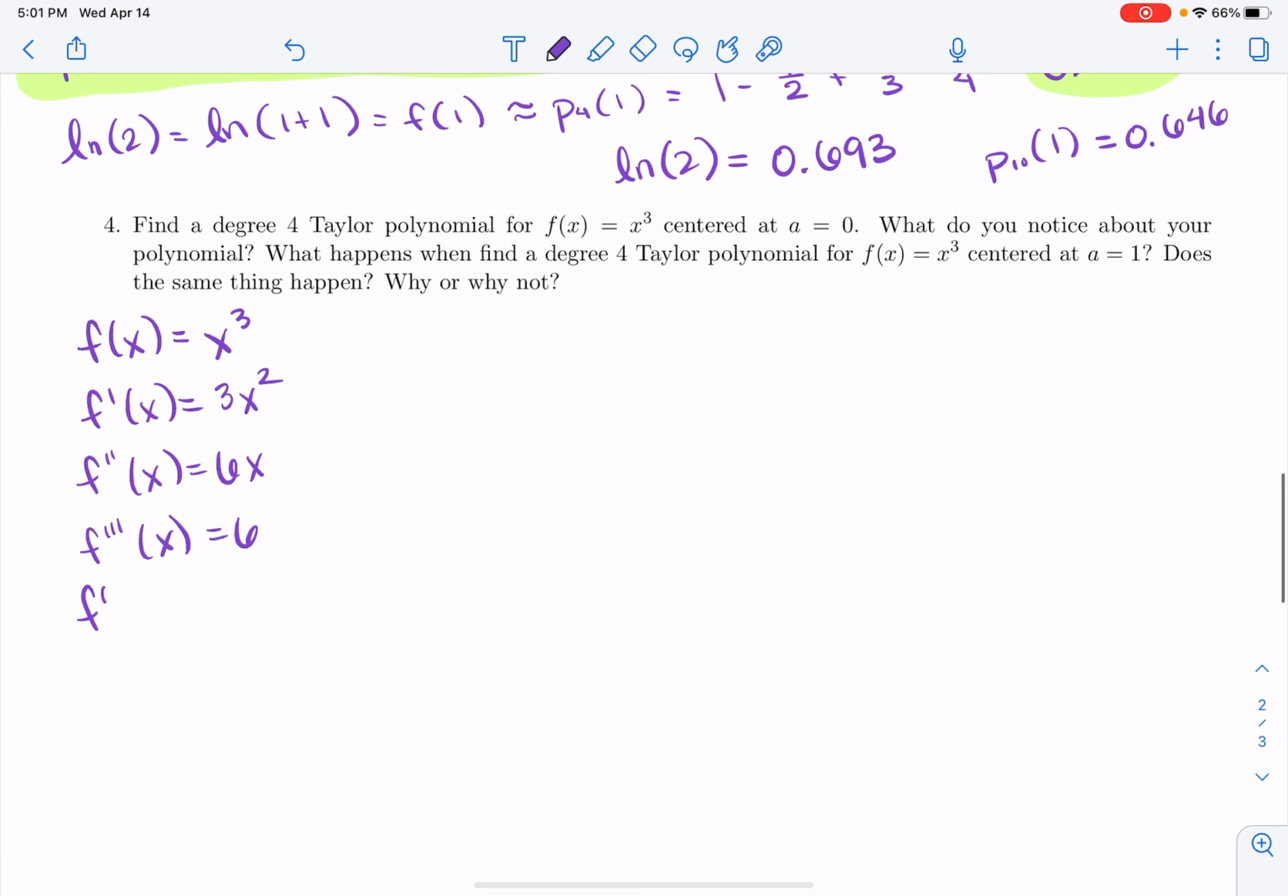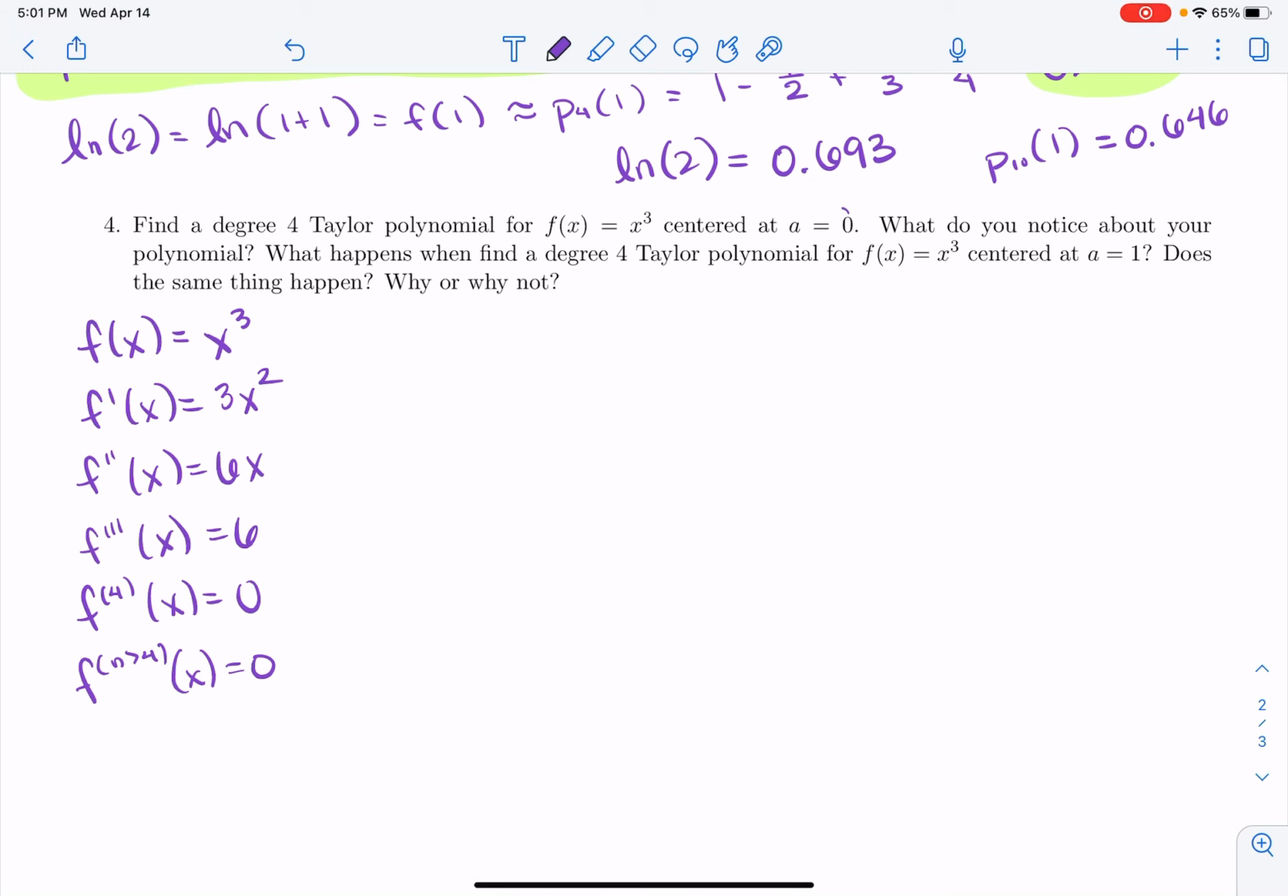Ooh, so what happens when we take a 4th derivative of x? We get 0. And what would happen if we took any other derivative, greater than 4 of x? It would still be 0. No matter how many derivatives we take, they're just going to go to 0.